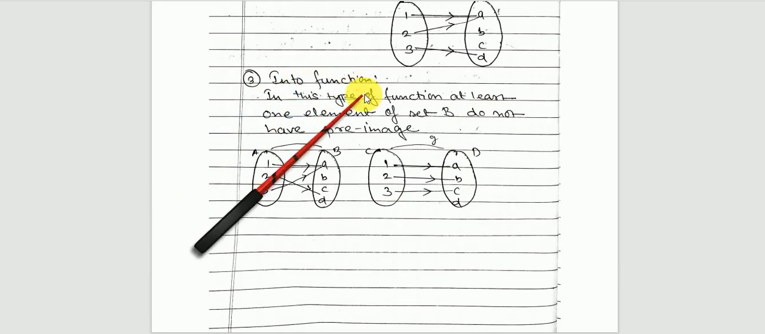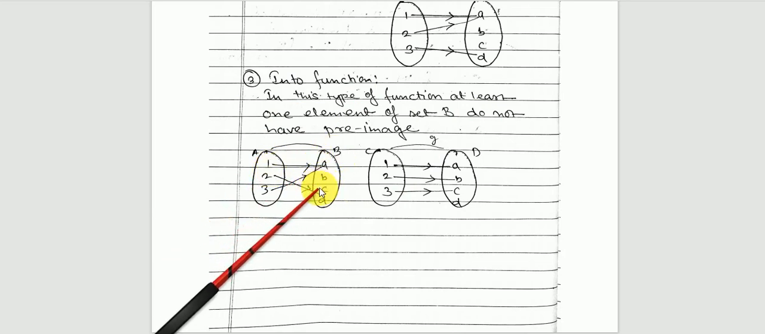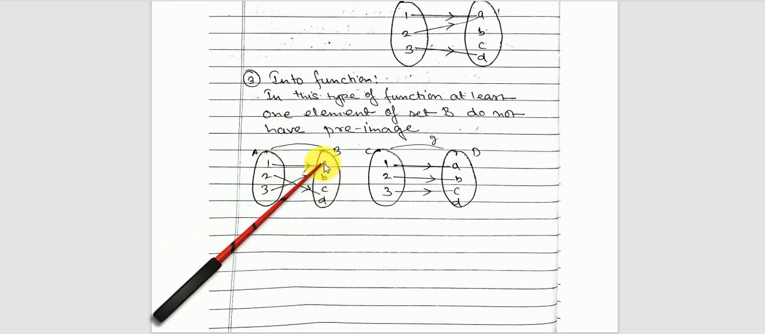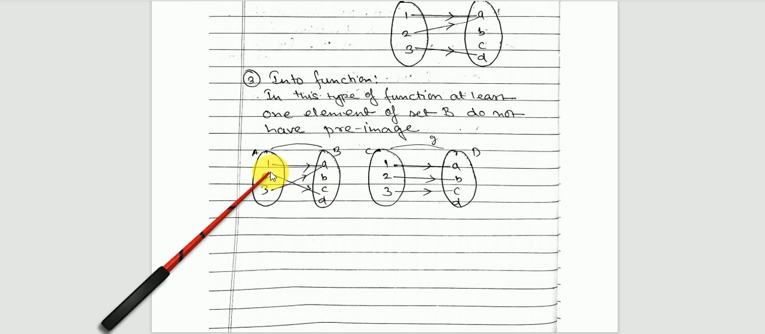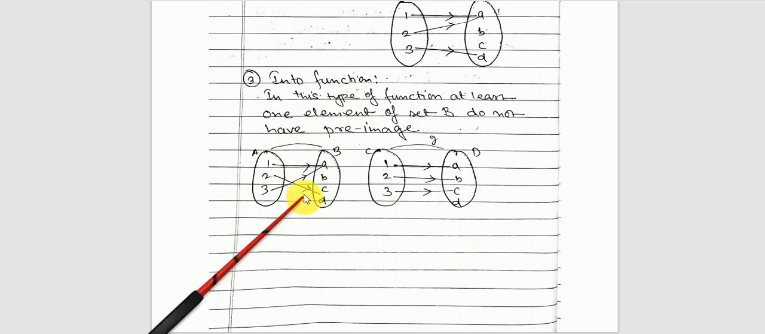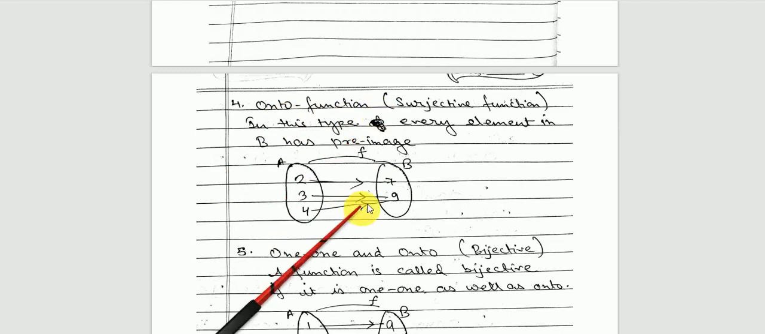Into function means in set B, some elements are left unassociated. Like here you can see that A has got pre-images 1 and 3. B does not have any pre-image. C does not have any pre-image. D has got a pre-image. So in an into function, in the second set, some elements are left without any pre-image. Then comes onto function. Onto function means all elements of the second set B have a pre-image. Every element has got a pre-image.